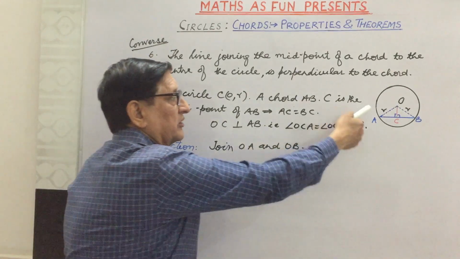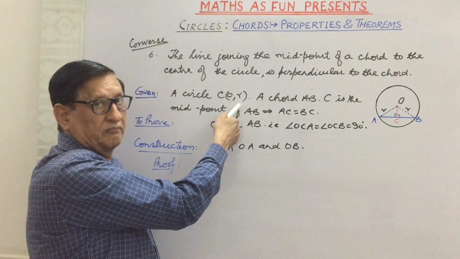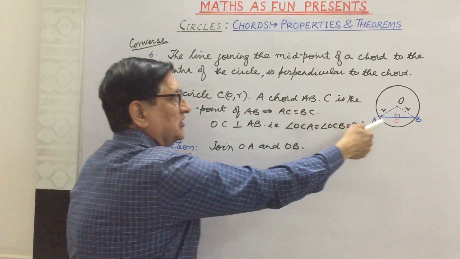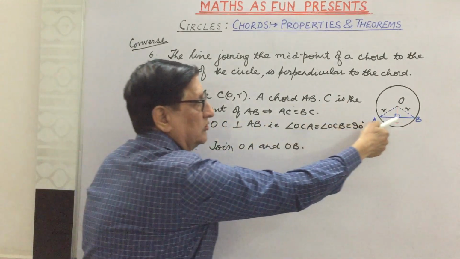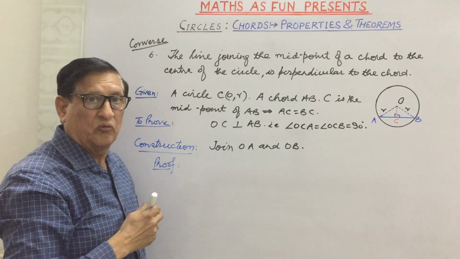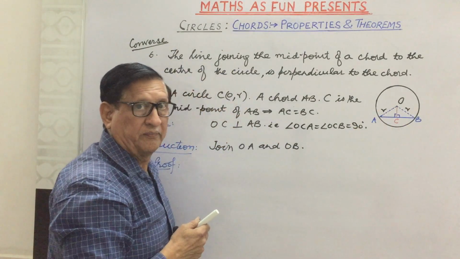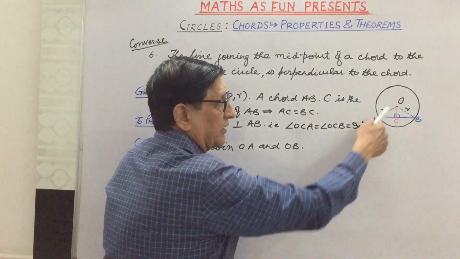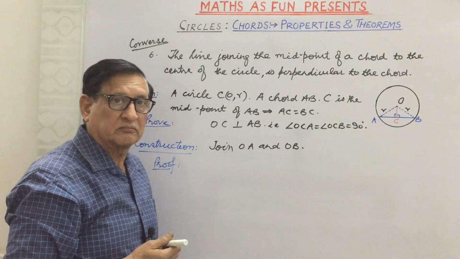The diagram is drawn here. We have a circle COR, a chord AB, and C is the midpoint of AB. It means AC is equal to BC. This is given to us. What is to be proved? That OC is perpendicular to AB. It means angle OCA and OCB are 90 degrees each.